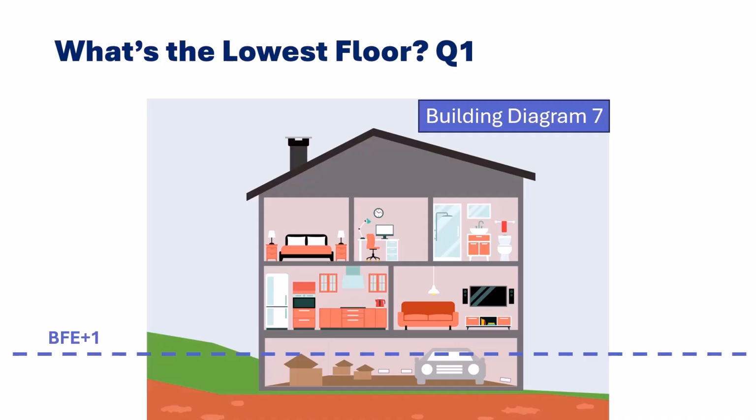What's the lowest floor for this building? Is it the bottom floor where the car is parked, the next higher floor, or something different? Recall the definition of a building's lowest floor. It's the least high area enclosed by walls, unless that floor below BFE is not a basement, has limited uses, and is properly designed or vented. Which floor do you think is the lowest floor here?